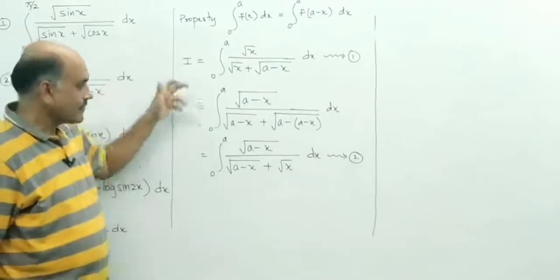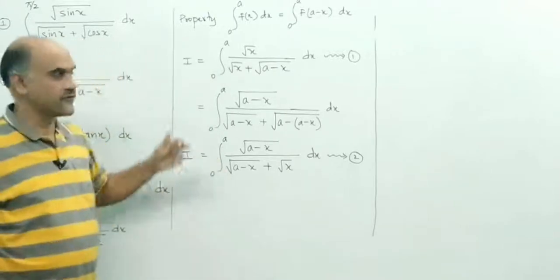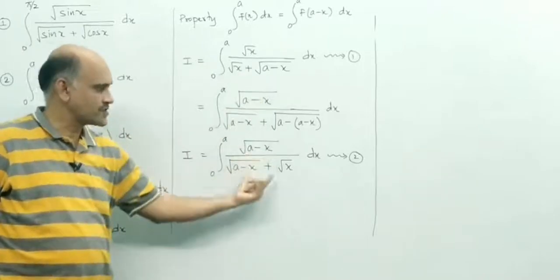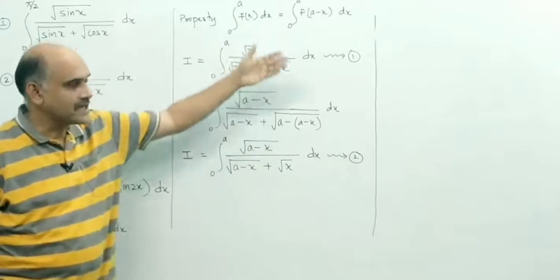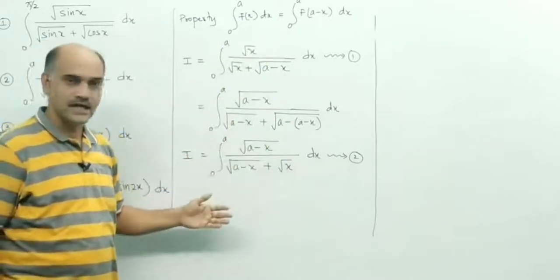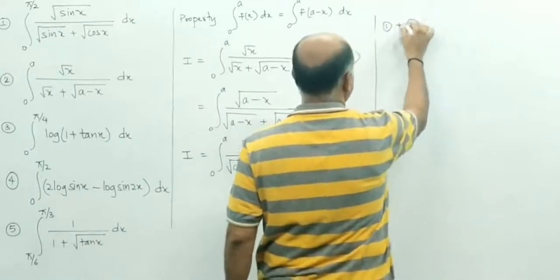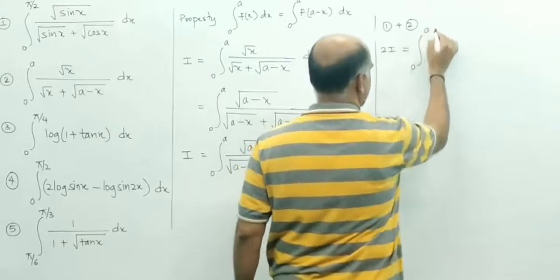Now again if you observe 1 and 2, denominator of both equations are same, so you can directly add both. Again same steps you will have the answer. So if I add 1 plus 2, LHS will be 2I is equal to 0 to a.